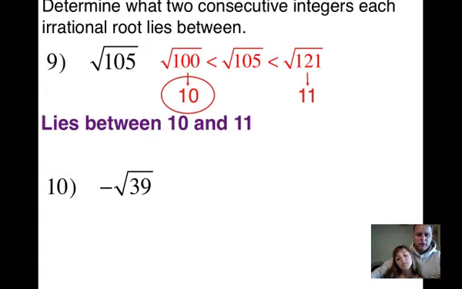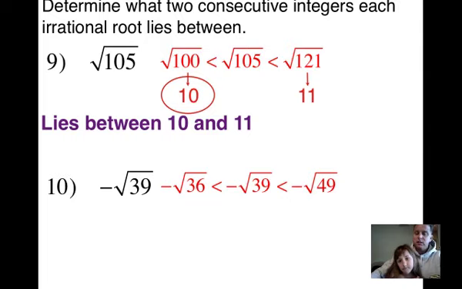Okay, the negative square root of 39. It's going to be between the negative square root of 36 and the negative square root of 49. 6 times 6 is 36, right? 6 times 6 is 36.